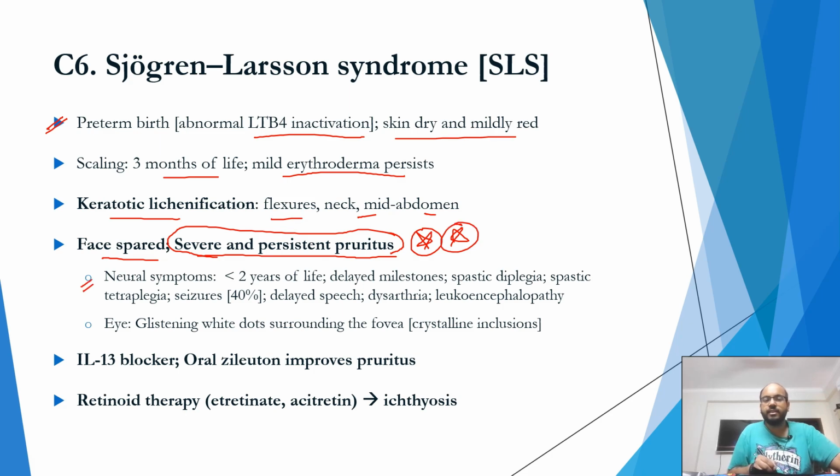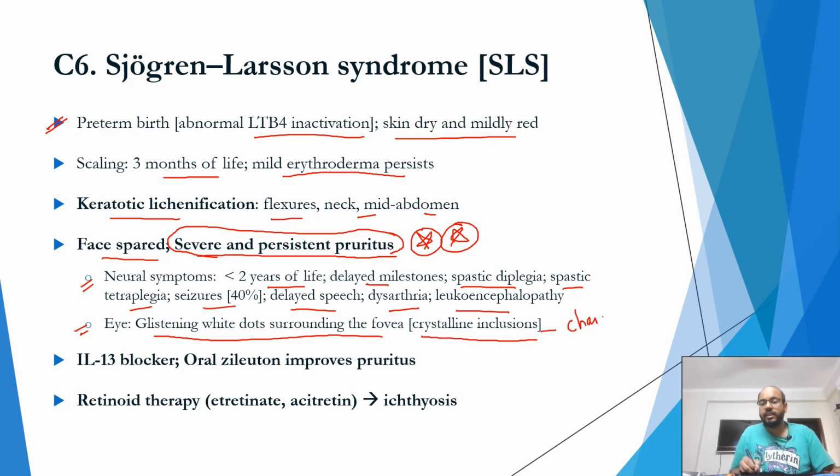Neural symptoms occur in less than 2 years of life: delayed milestones, spastic diplegia, spastic tetraplegia, seizures in 40%, speech is delayed, dysarthria, leukoencephalopathy. Eyes will show glistening white dots surrounding the fovea, which are the crystalline inclusions. And these are very characteristic features on fundus examination. So if you ever suspect a case of SLS or Sjogren-Larsson syndrome, have an ophthalmic evaluation. It's a must to look at the retina.